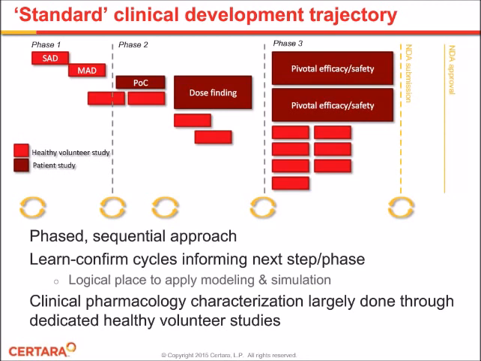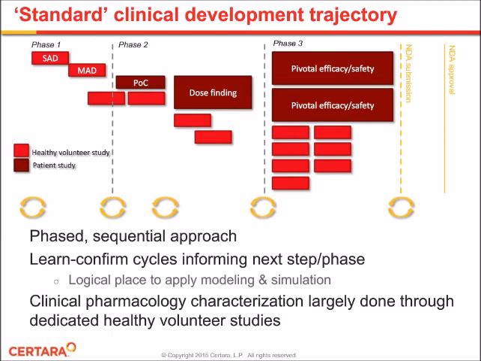And in parallel, a range of healthy volunteer studies is conducted to address specific clin pharm questions. Well, this is a very phased and sequential approach with clear cut points, milestones, if you will, and those milestones are logical places to inform the next phase through modeling and simulation, and have these so-called learn-confirm cycles, whereby we learn from the modeling of the data obtained in the initial studies and confirm them further on with our next study.